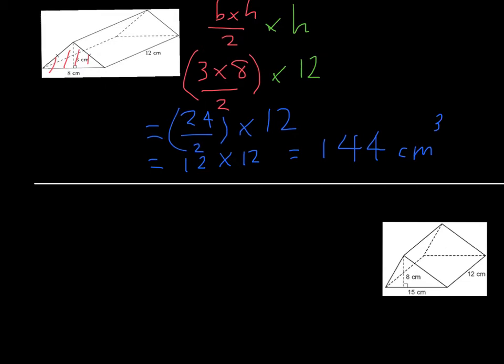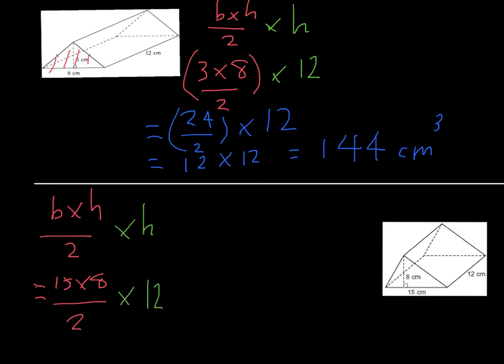Let's look at the second one. Same formula applies: base times height over 2 for the base area, times the perpendicular height. In this shape we have a base of 15 times 8. We need to halve that to get the base area of the triangle, times the perpendicular height of 12 centimeters. Use a calculator if needed, very much encouraged if you need it. I'm going to go to my calculator in this one, though you may be able to do it mentally, and that's fine.